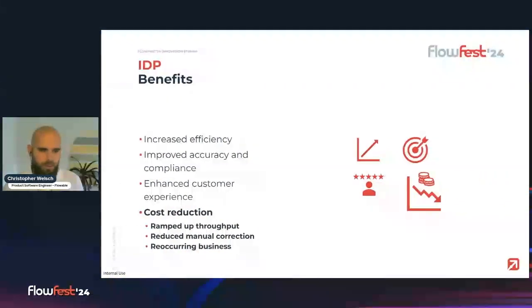All of these 3 points combined result in a reduction of costs. Increased efficiency results in higher overall throughput. Improved accuracy results in less correction that is required, especially if your process is progressed quite far. A manual intervention is quite costly at this point. And also, lastly, a satisfied customer stays with your business and returns and increases his interaction with you.